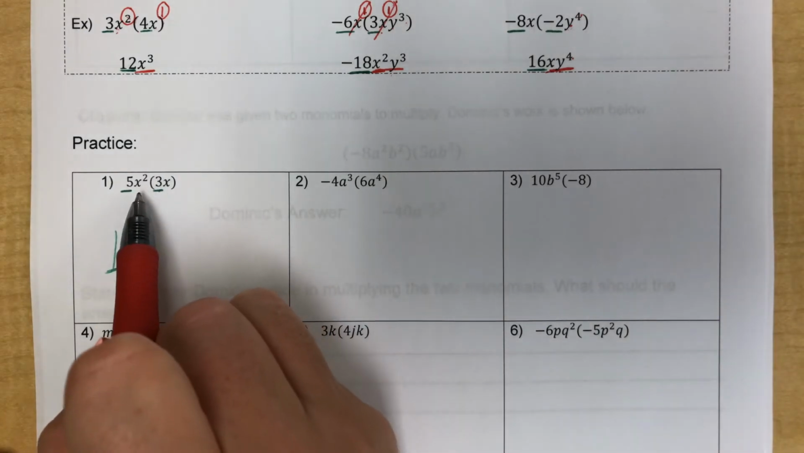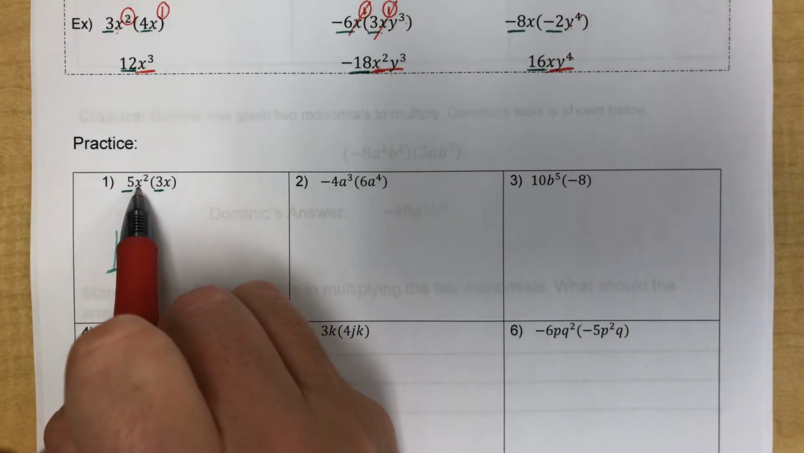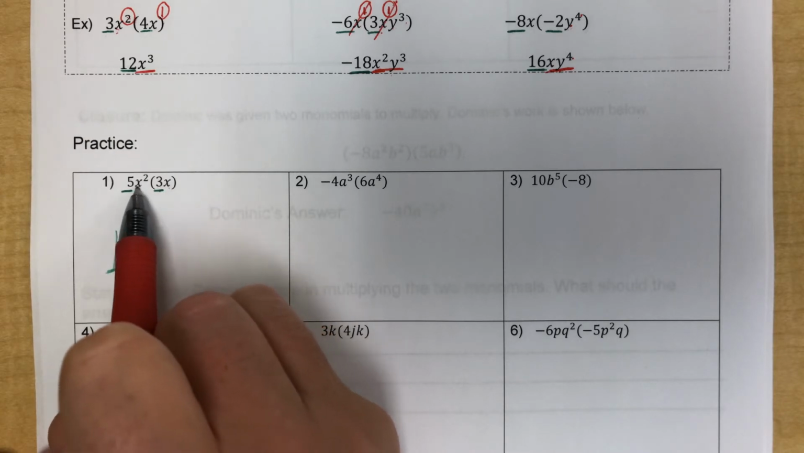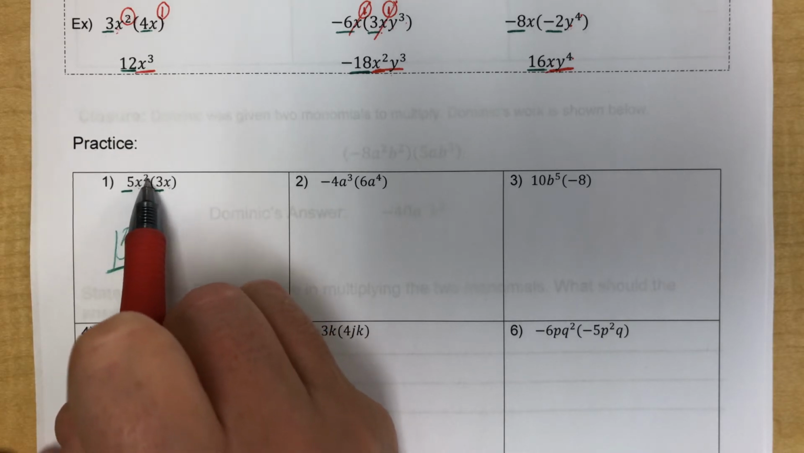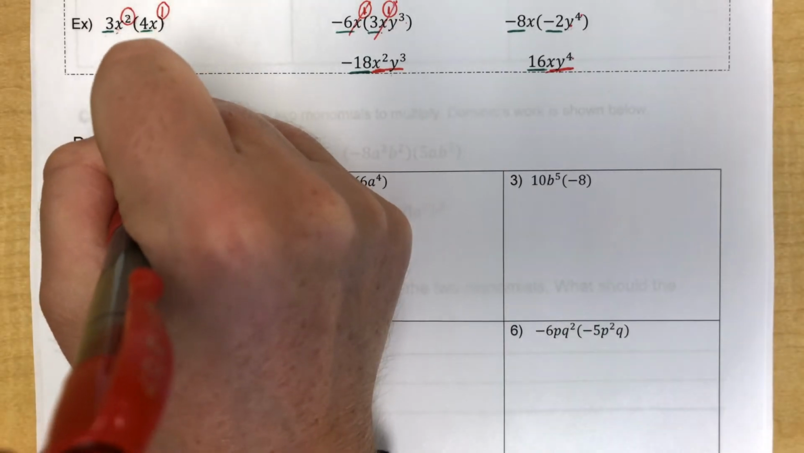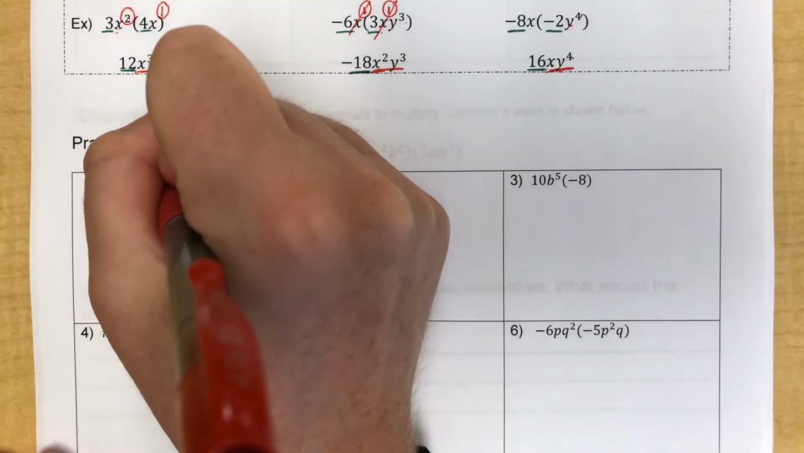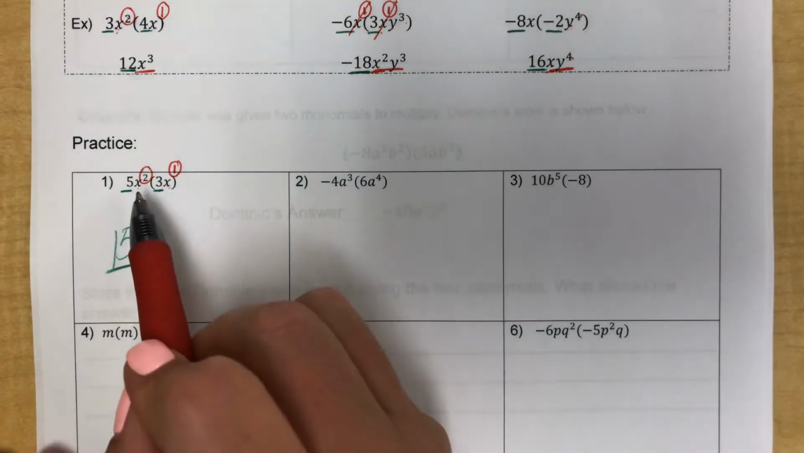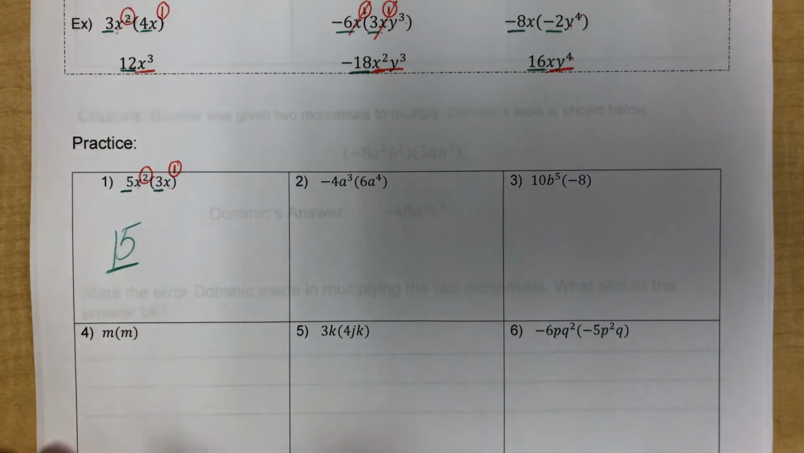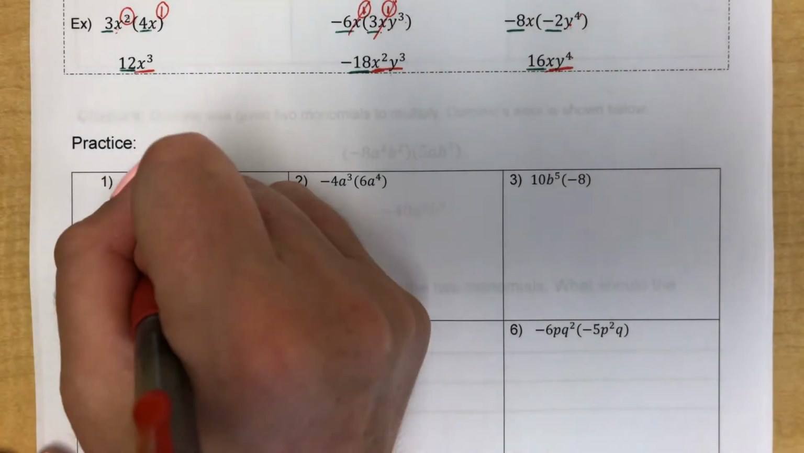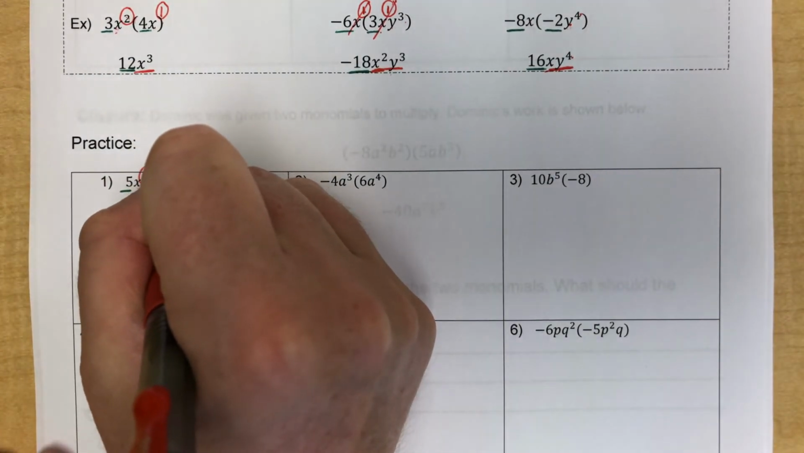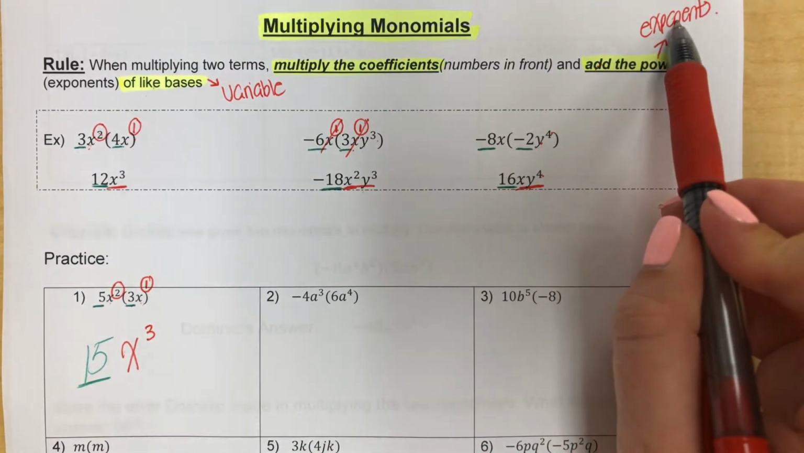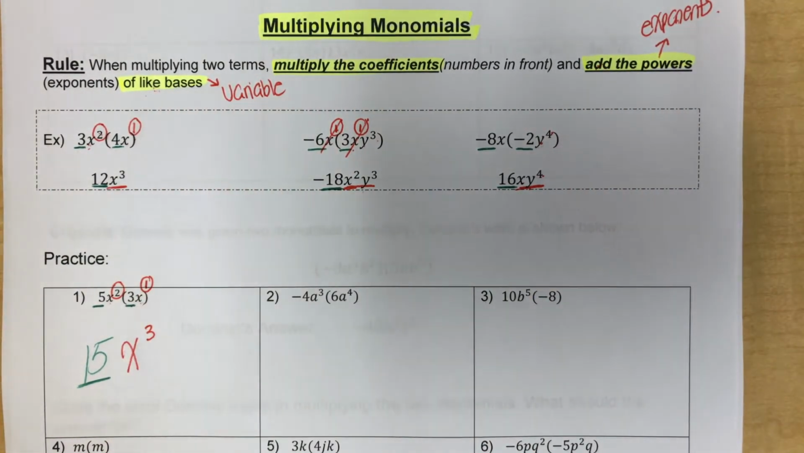Okay, so this variable is x, and this variable is x. So I am going to go ahead and multiply these together. So this is x to the second. I need to look at the exponent. And this is x to the first. Again, I need to look at the exponent. Well, x to the second times x to the first is x to the third, because again, I'm going to add the exponents of the same variable.